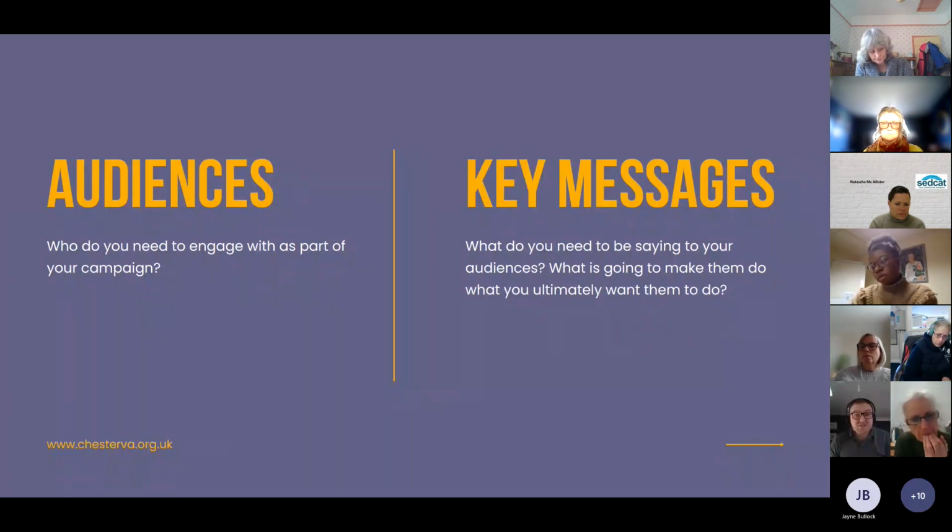And also for those audiences, what key messages do you have for them? What do you want to tell those audiences so they would ultimately do what you want them to do as part of your campaign or project or organisation. I don't know whether you want to spend a couple of minutes having an informal chat within the group, to see what projects people are currently running, what your audiences are, and what kind of things you need to be saying to those audiences.